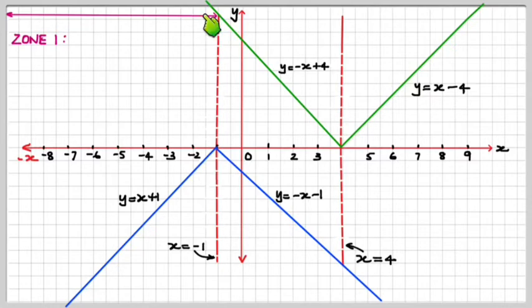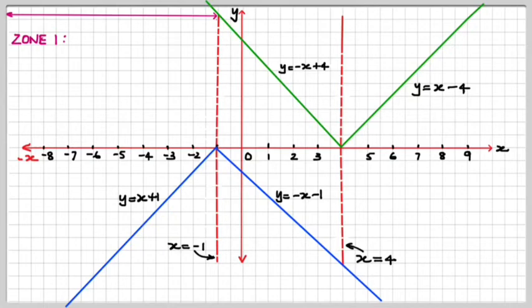Now, let's go up to the green graph here, which still applies over this dividing line where x is minus 1. The rule for that is y is minus x plus 4 from over here, okay? The graph just continues on its merry way over the dividing line.